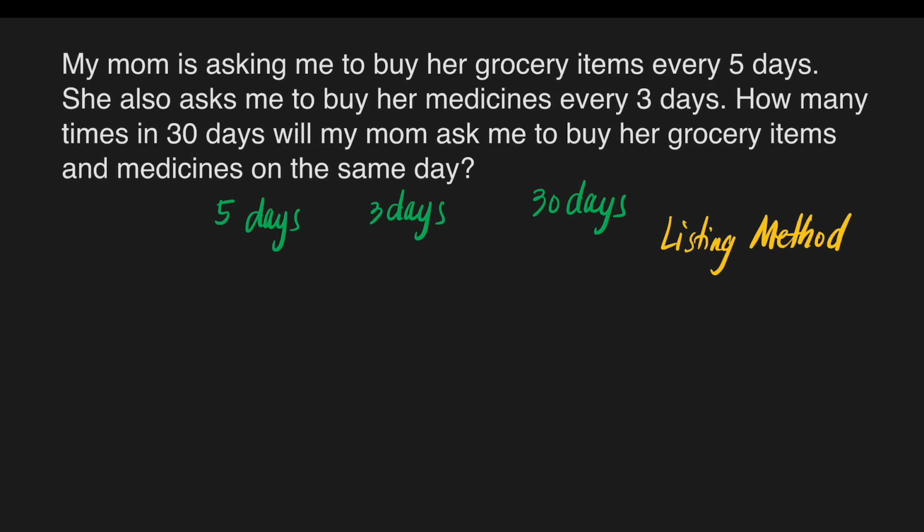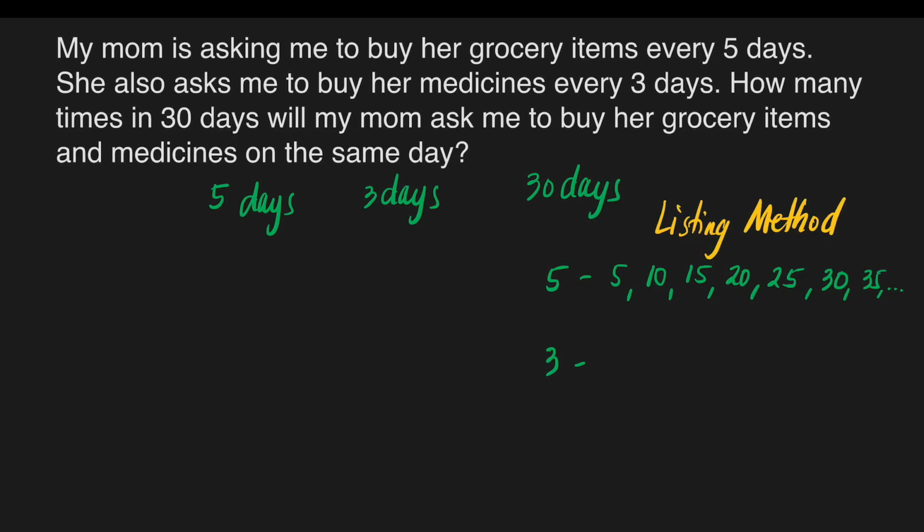Okay, let's list the multiples of 5 and then 3. 5 times 1 is 5. 5 times 2 is 10. 5 times 3 is 15, 20, 25, 30, 35, and so on. And for the 3, the multiples of 3 are the following. 3 times 1 is 3, 3 times 2 is 6, 3 times 3 is 9, then 12, 15, 18, 21, 24, 27, 30, and so on and so forth.